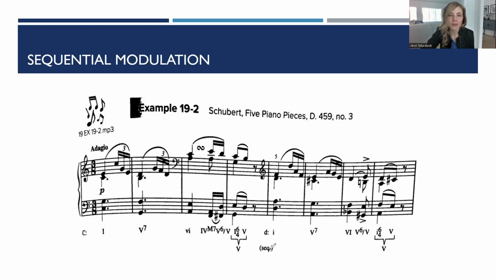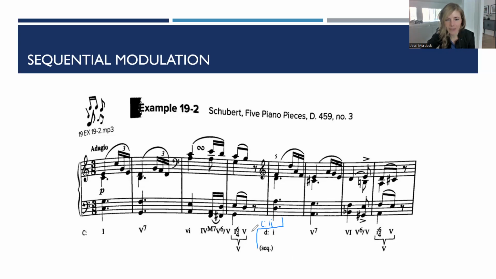So you'll see with a sequential modulation, there's a pretty clear ending right here. It's a half cadence, and there's no attempt to bridge the gap between the two keys. So there's not a pivot, there's not a little bracket with chords that are shared between. Even though C major and D minor do share chords, so you could have put a little bracket right here and said, oh, well, this is C, and this is a 2 chord. But then, look at this.